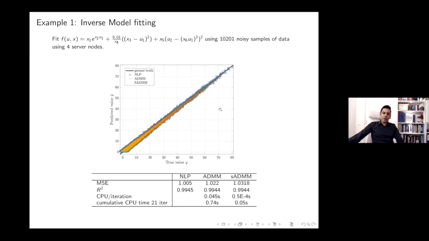And when I compare the predictive performance of the trained model using these 3 approaches, here I show the true value versus the predicted value by the trained model in the 3 cases. And here I see that the performance is very similar compared to when I use the full ADMM or the approximate ADMM, where I use the sensitivity update to approximate the solution of the subproblems at subsequent iterations.